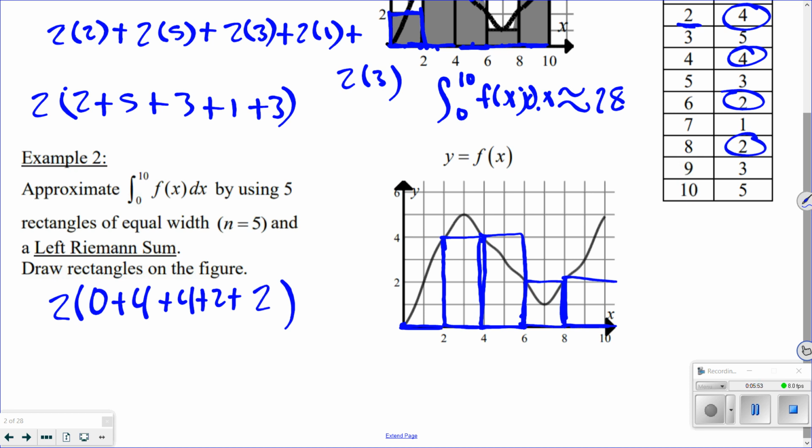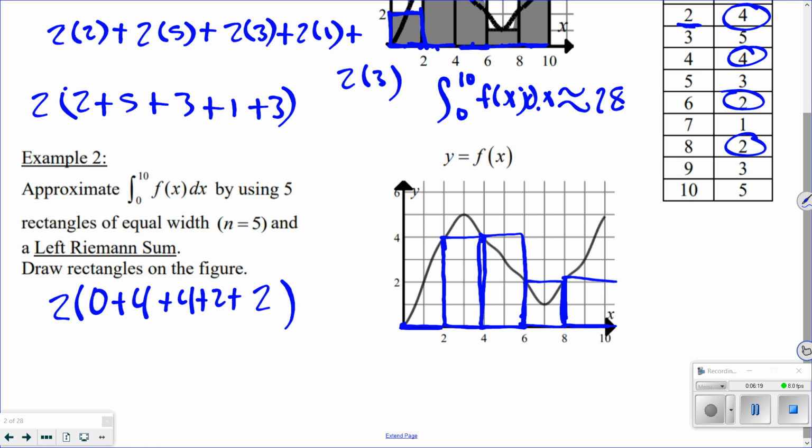So you can see how that looks different than the midpoint Riemann sum. So you can do a midpoint Riemann sum, you can do a left Riemann sum or a right Riemann sum, and all that determines is how you are determining the height of the rectangle. If it's a midpoint, you look at the middle of the rectangle, the middle number, and find the height of that middle number. If it's a left, you find the height on the left side. If it's a right, you find it on the right side.